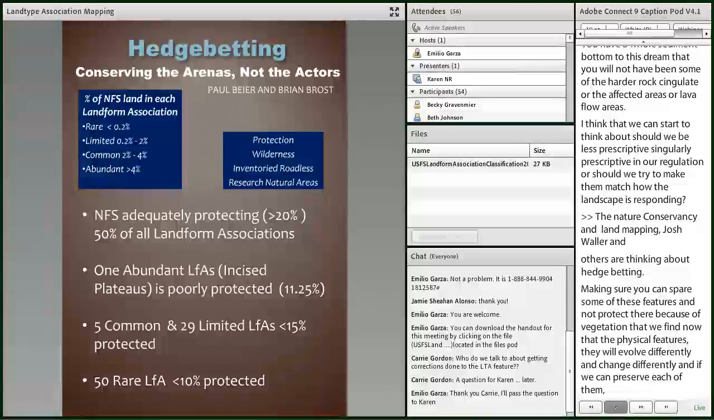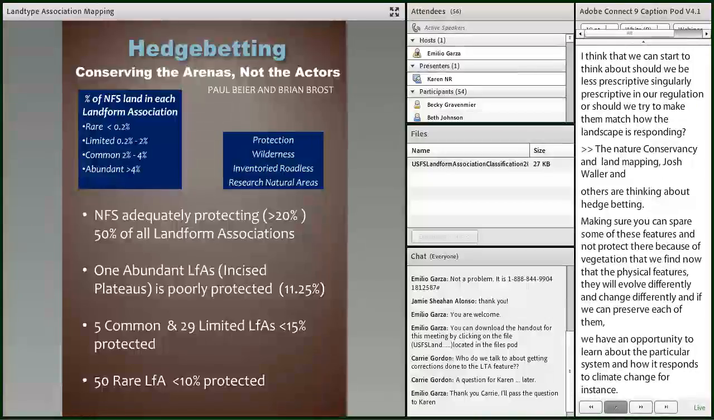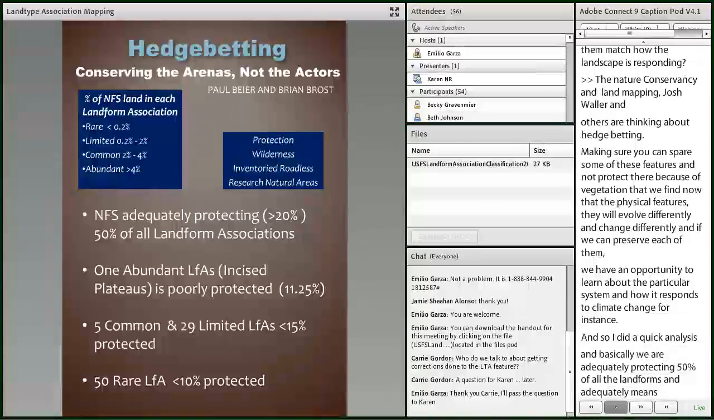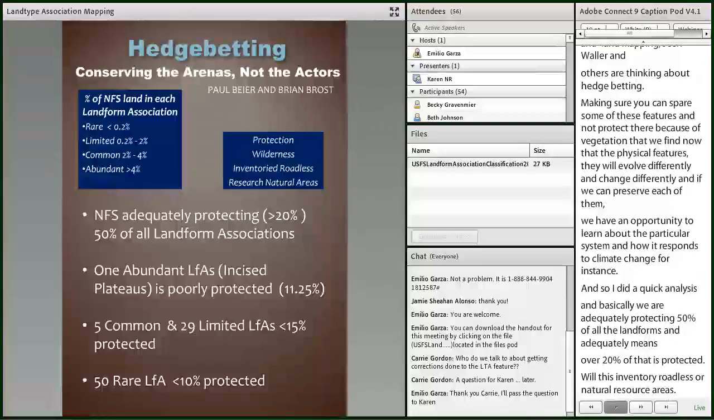And so I did a really quick analysis, and basically the Forest Service on National Forest lands is adequately protecting 50% of all the landforms, and adequately means over 20% of that landform is protected. What's really... wilderness, inventory roadless lists, or research natural areas. We also looked at it by Wild and Scenic River, but I'm not sure of the protective quality of those. What's really interesting is that one of our most abundant landforms, these incised plateaus, has only a little over 11% of it protected.